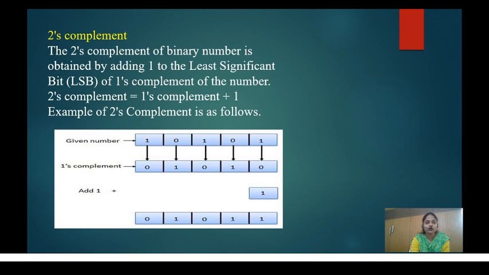To find out the 2's complement, for the result of the 1's complement, add 1. Add 1. By using the binary addition, you find out the addition. 0 plus 1 is 1 and you will get the same. This is the 2's complement.